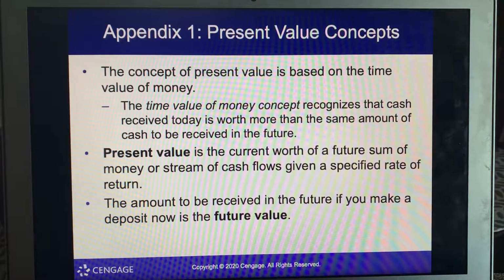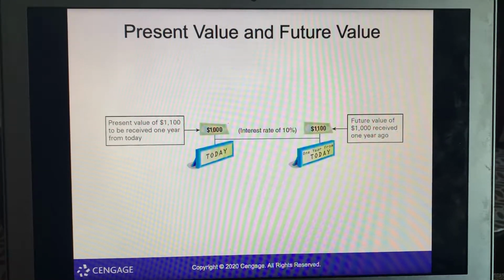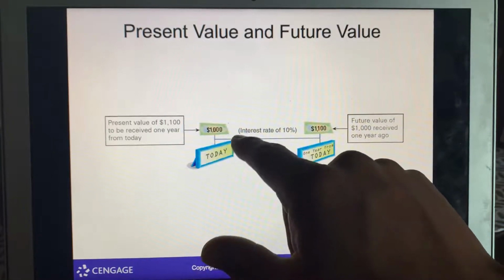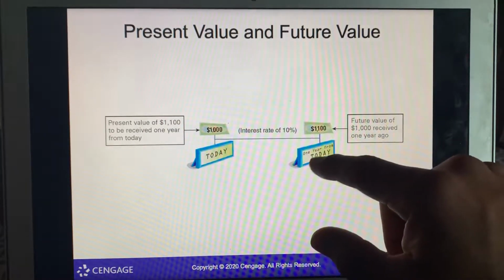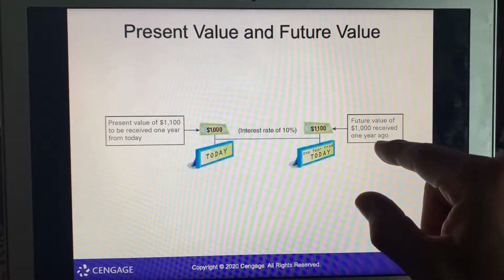So let's see, present value is the current worth of a future sum of money or stream of cash flows, given a specific rate of return. The amount to be received in the future, if you make a deposit now, is the future value. Okay, so this is the time value of money concept, and that's what I was talking about when you get to finance. So the present value of $1,100 to be received 1 year from now, at an interest rate of 10%, is $1,000 today. So 1 year from today, $1,000 is worth $1,100.